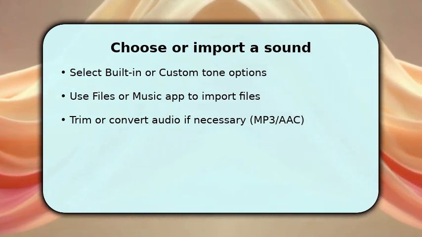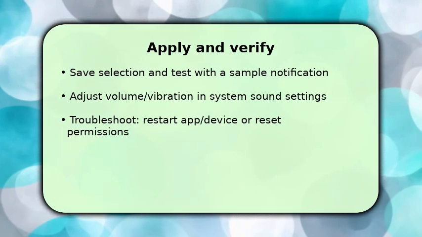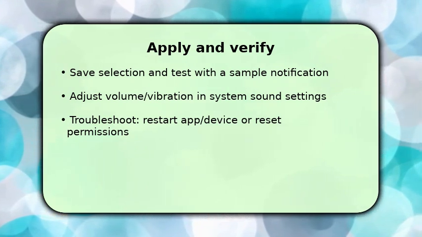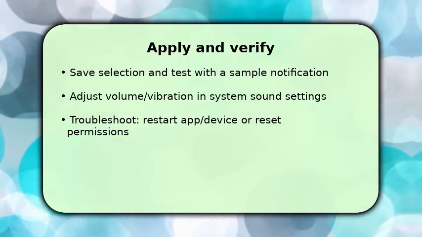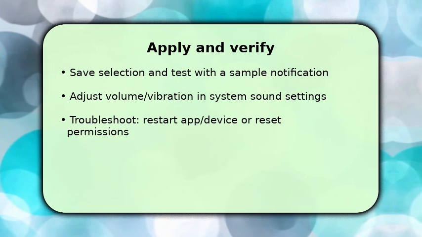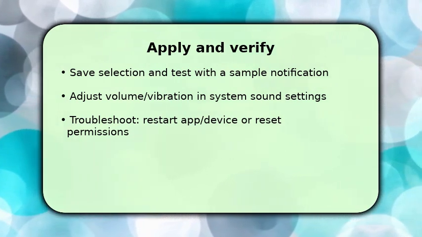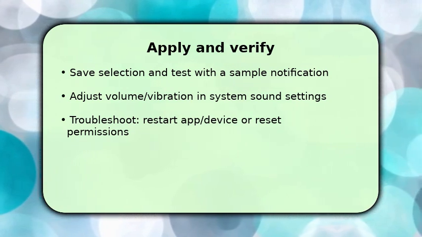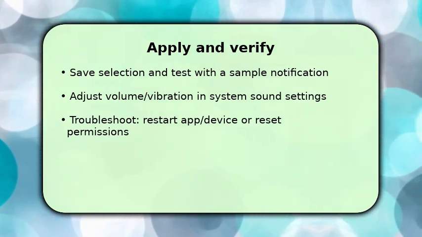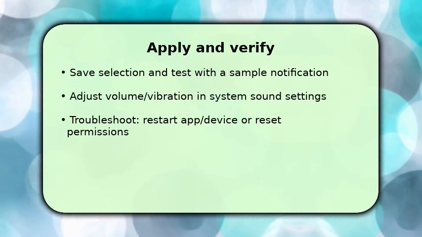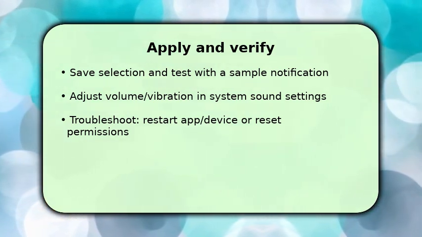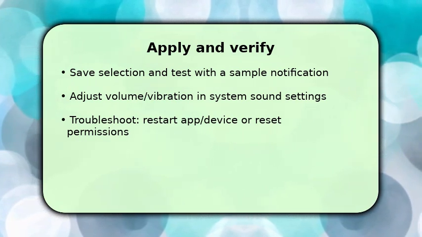Apply the chosen tone and immediately trigger a test notification so you can confirm it works as expected. Send yourself a message or use the app's test button. If you don't hear anything, check system volume and vibration settings, then make sure Do Not Disturb is off. If problems persist, restart the app or device and verify notification permissions again. Resetting permissions often clears conflicts. Once verified, you're done. Notifications will use the new tone.